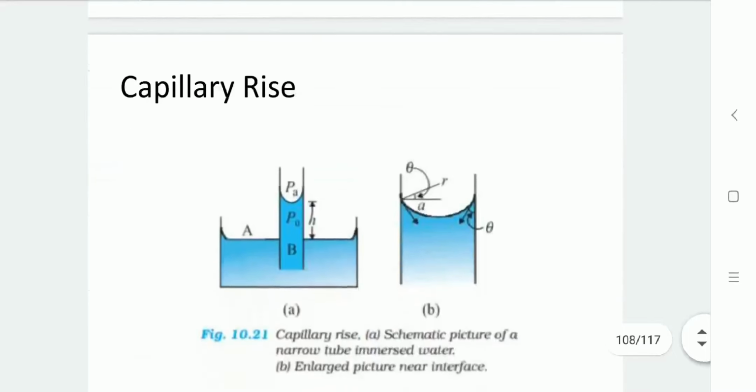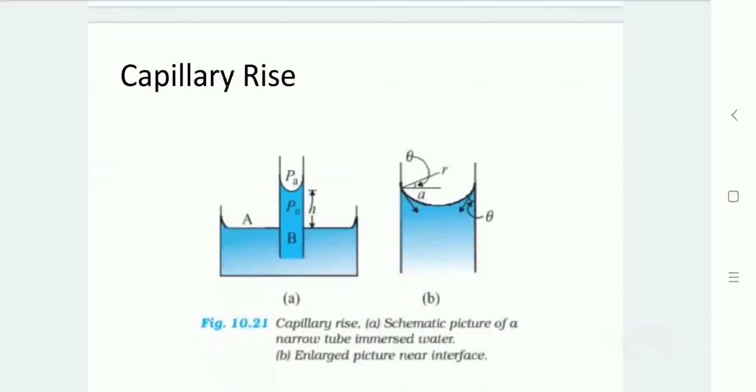Next, capillary rise. Here, a pressure difference is generated at the liquid-air interface. Water rises up in a narrow tube against the gravitational force. Capilla means hair in Latin. So if the tube is hair thin, having a lesser area, the rise will be very large.